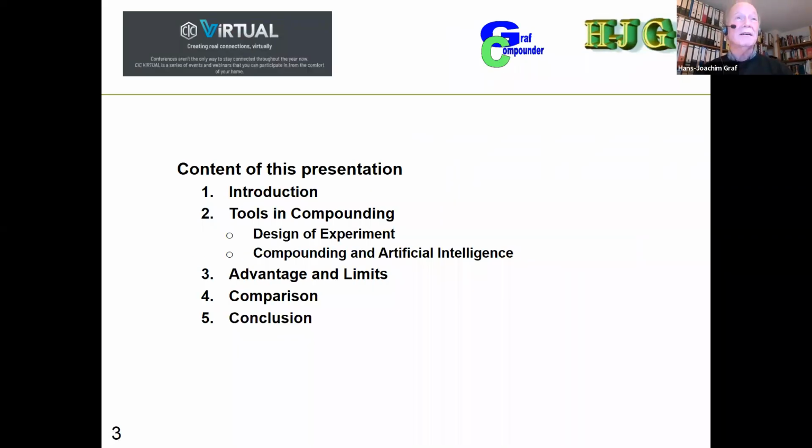Okay, the content of this presentation: a little bit of an introduction, what type of tools we have today using computers. We are now 30-something years into the computer age. Then what we really need to think about is what type of advantages and limits we have. And then we want to do a comparison and conclude something.